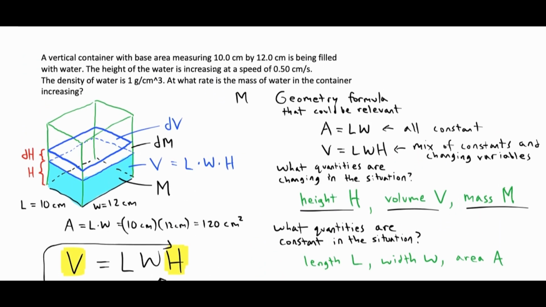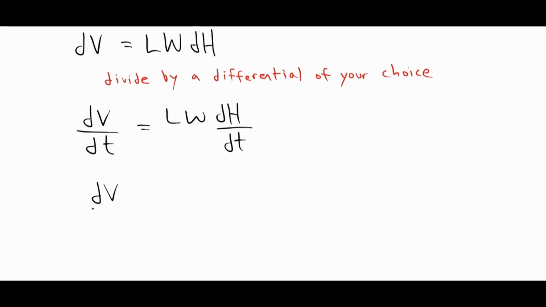Because when we go back to our problem, they had told us some information that we didn't use yet, and that's this: that the height of the water is increasing at a speed of 0.5 centimeters per second. So what are they telling us there? They're not telling us a volume or a height or a mass. It's dh over dt. That's what they're giving us here. It's a rate. You can tell because of the units. Height per time.